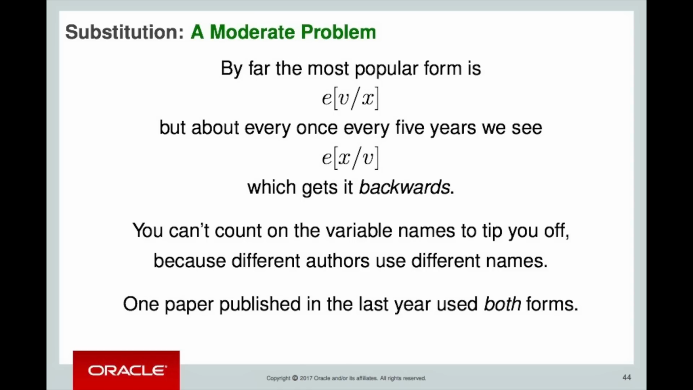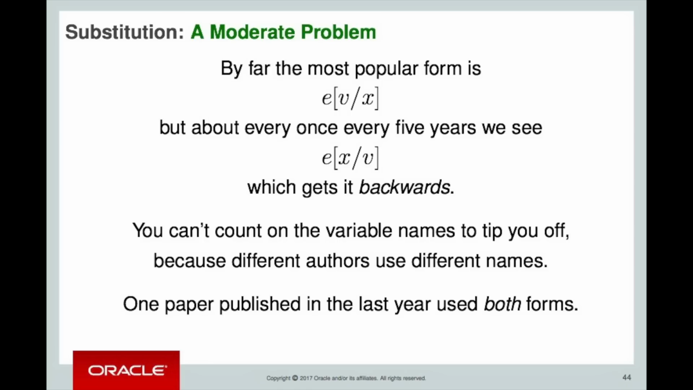Here's a moderate problem. By far the most popular notation is postfix with brackets and a slash: E with V substituted for X. But about once every 5 years, we're seeing an author get it backwards and put the X before the V, but otherwise the identical notation. And you can't count on the variable names to tip you off because different authors use different variable names. The actual papers don't use X and V. They could use any 2 letters. So you see the slash and you're really not sure which is the one being substituted for.